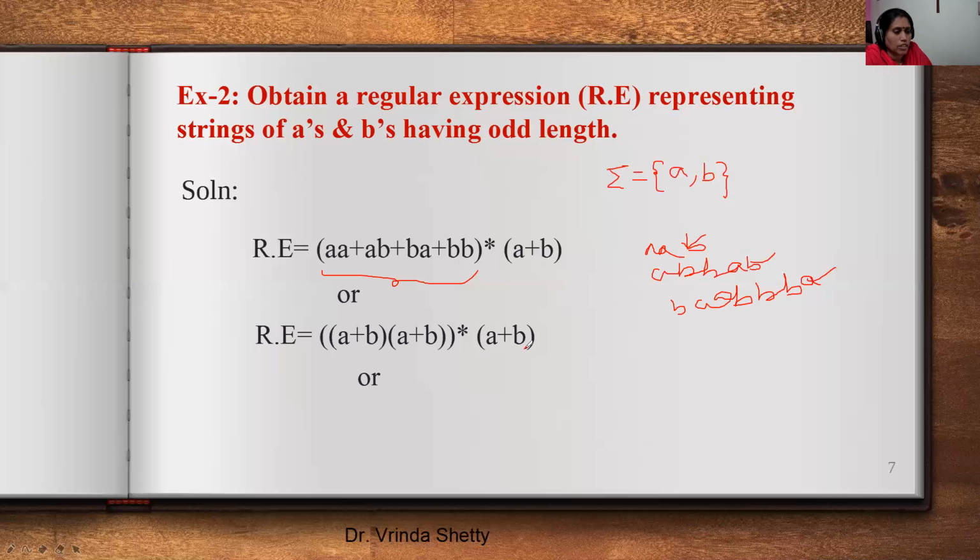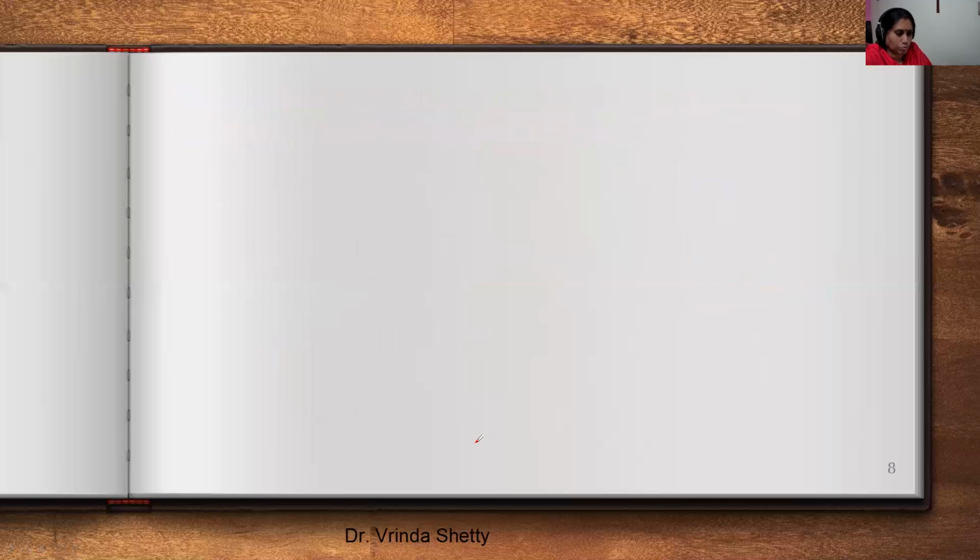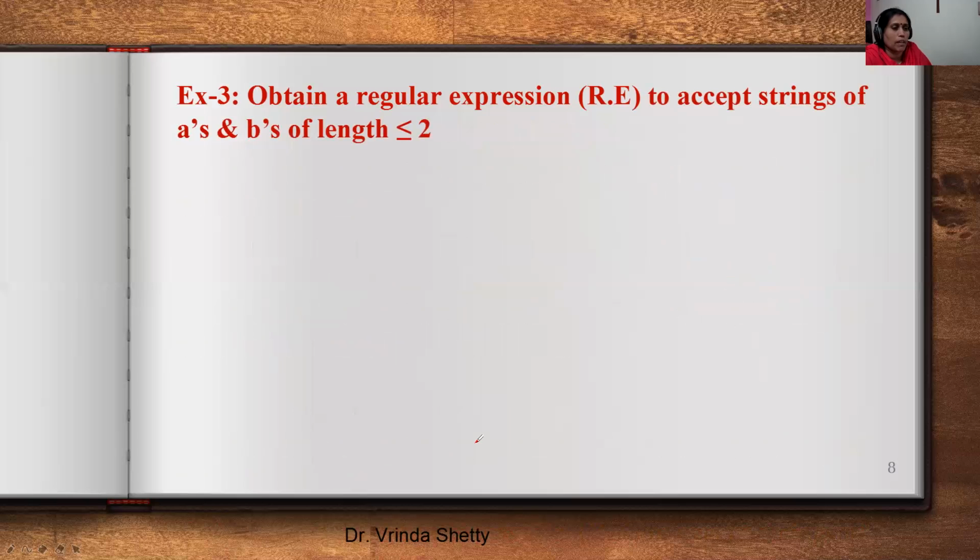I'll go to the next example. Or another way of writing is, we can write this (A plus B) in the beginning or it can be written at the end. Here I have written this way. Even you can start with (A plus B), odd length, multiplied by even length. So odd length multiplied by even length, we'll get an odd length. We'll go to the next example.